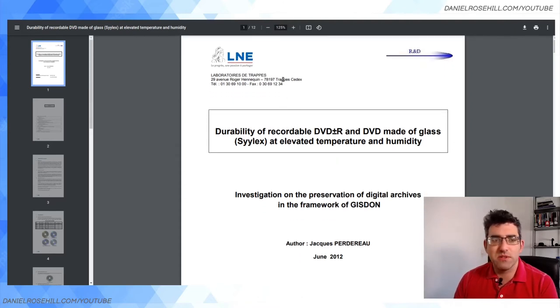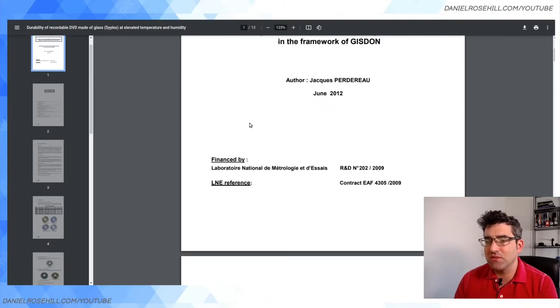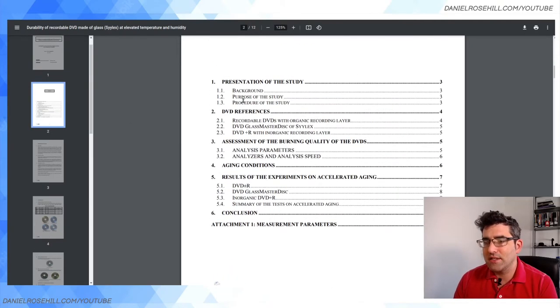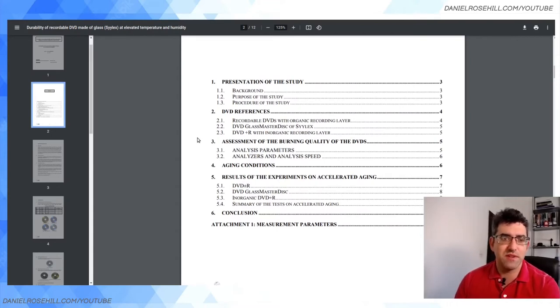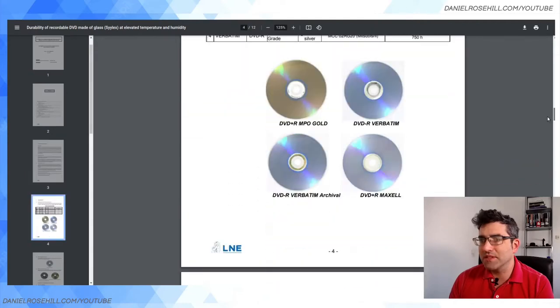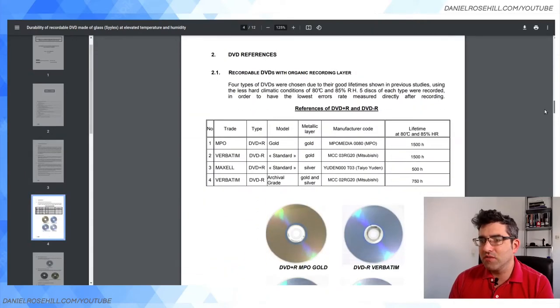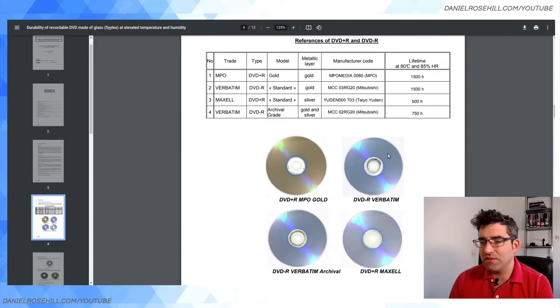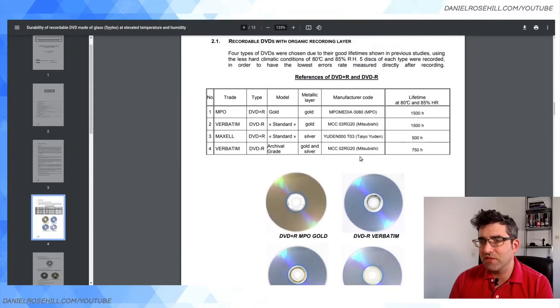Durability of recordable DVD plus minus R and DVD made of glass Silex at elevated temperatures and humidity. And we have results of the experiments on accelerated aging on page 7. Like any kind of scientific paper, it's going to tell you firstly the methodology, then the results, then the conclusions. And we have here inorganic DVD-R, which to me sounds very much like M-Disc. So this is all really interesting stuff.